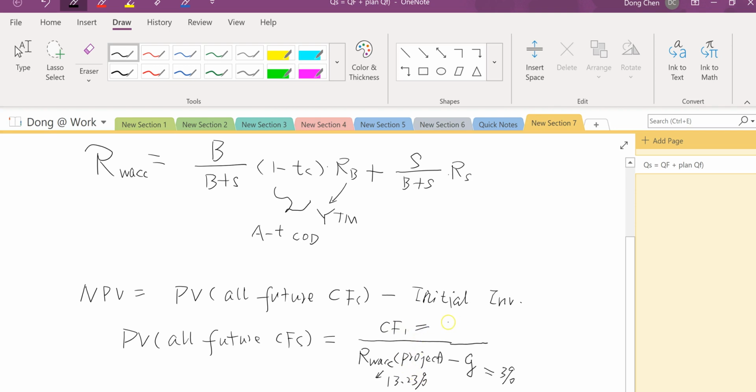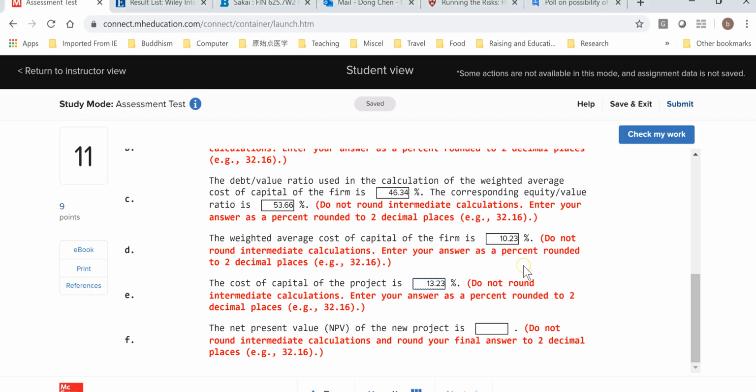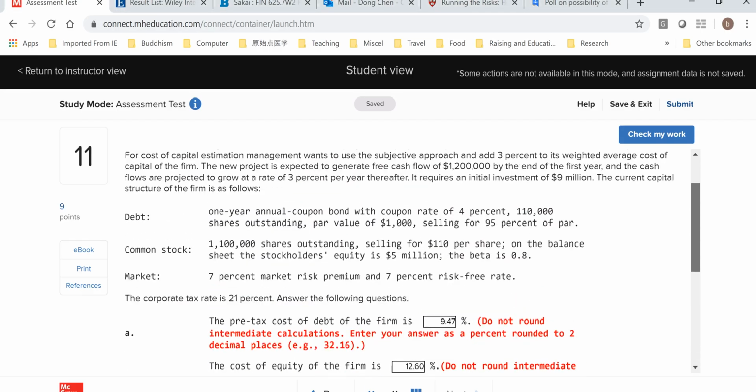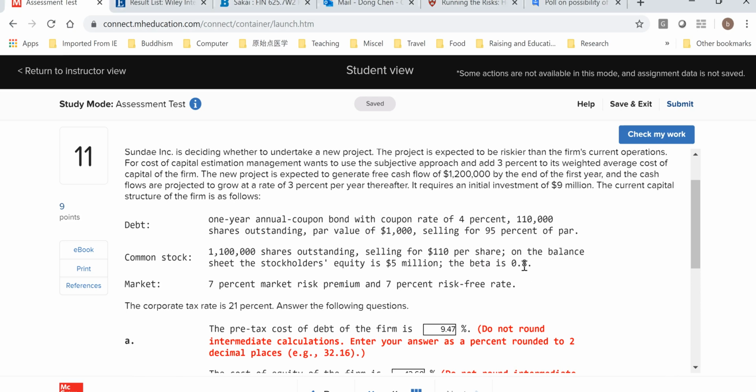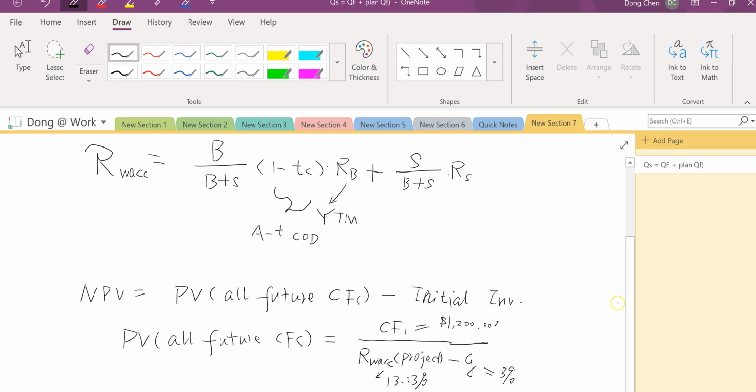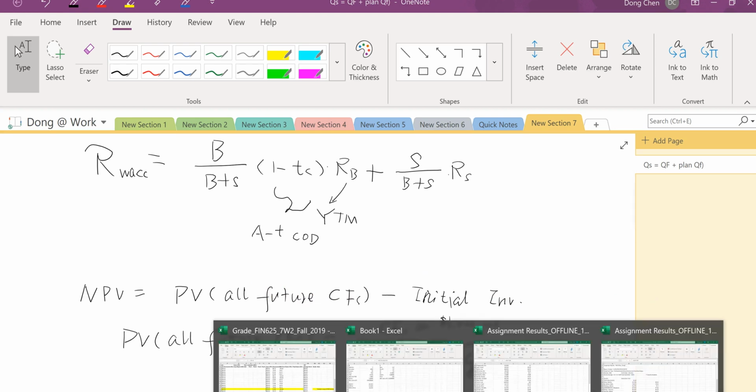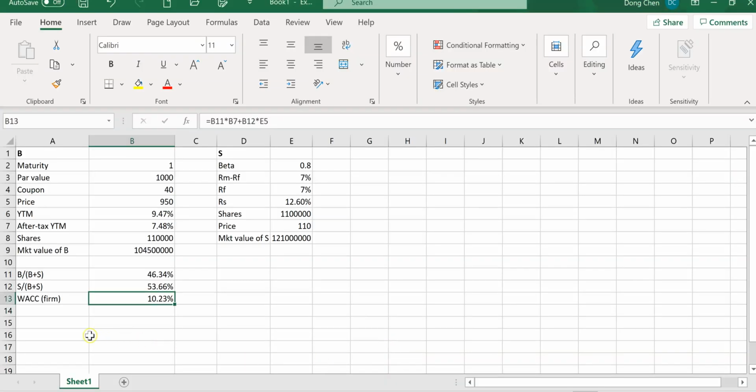So cash flow one is the cash flow for the first year, that's $1,200,000. Let's go back and verify whether that number is correct. Yes, $1,200,000. So that's how we can get the present value of all future cash flows. And the initial investment, again, is told by the setup. So now we can calculate this NPV.